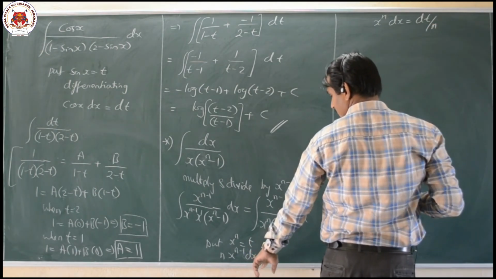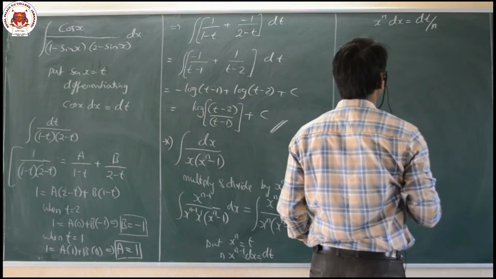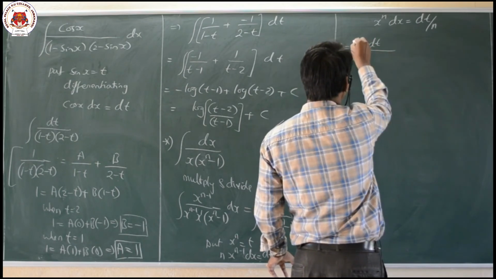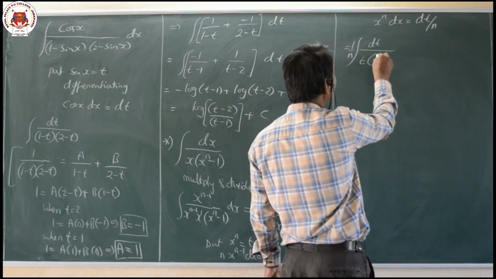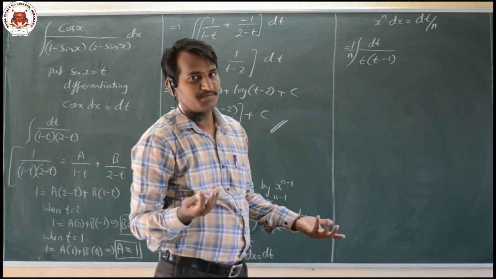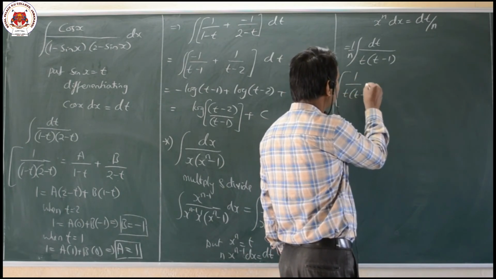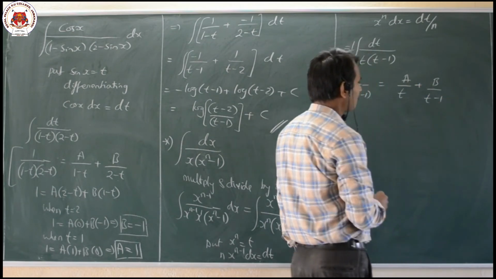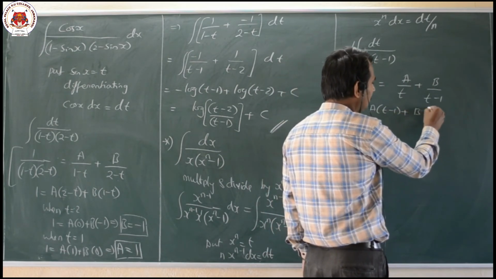Now you substitute both the values here in the question. That implies integration of x raised to n minus 1 dx, that is dt divided by n, then whole divided by x raised to n into x raised to n minus 1. x raised to n means the value will be t into t minus 1. Now I can make use of partial fractions very clearly and simply. So now which is equal to 1 divided by t into t minus 1 equal to a divided by t plus b divided by t minus 1. Now taking the LCM, that is a into t minus 1 plus b into t.